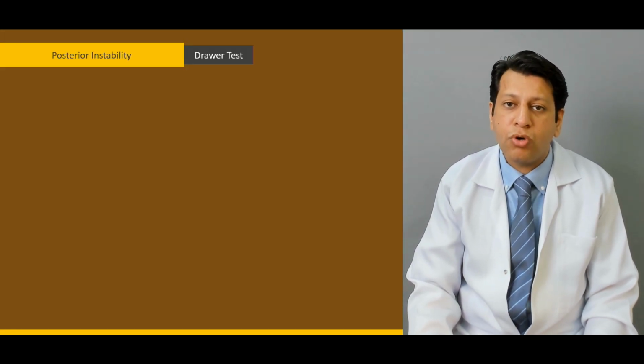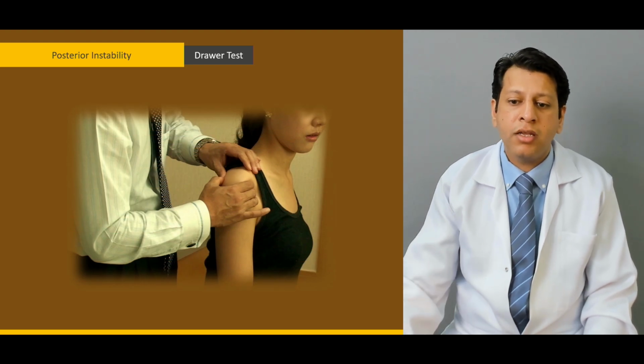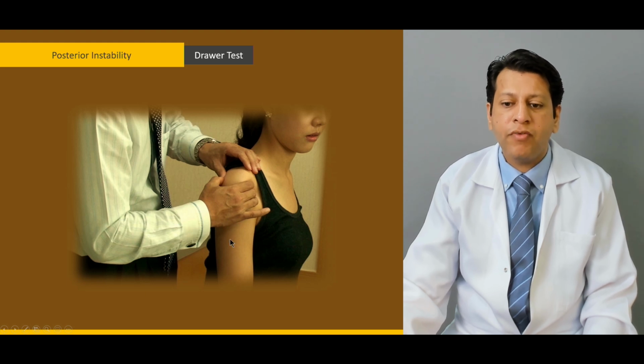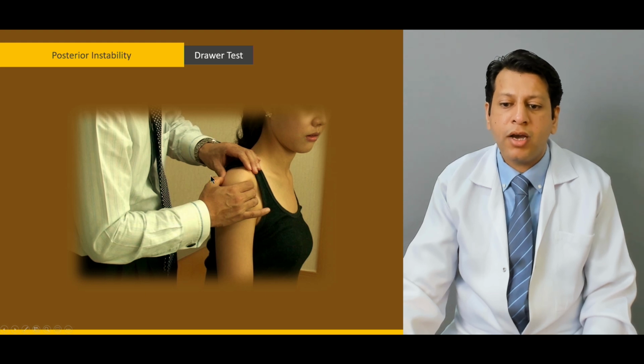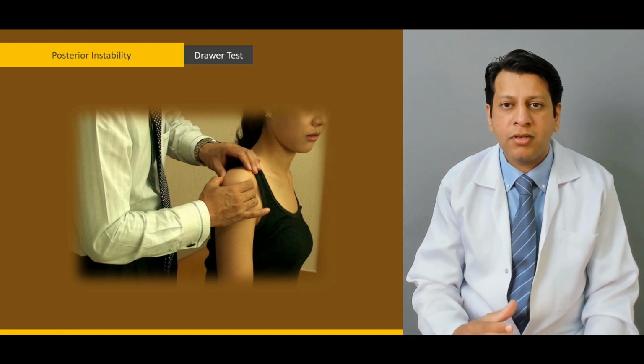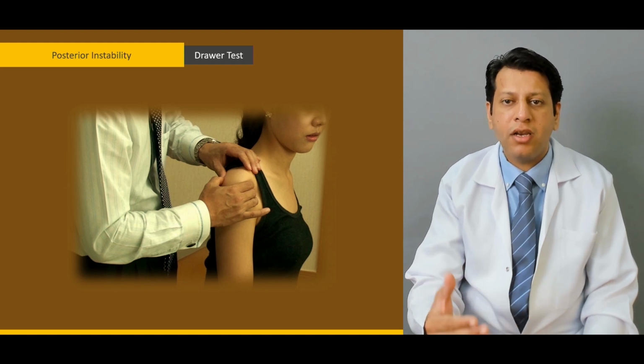The other test is the drawer test, which could be done for the anterior as well as the posterior stability. One way is the arm is lying by the side at 0 degrees of abduction, and by the use of thumb and index finger, you can push this head either anteriorly or posteriorly. If it is posteriorly unstable, it will easily come out, or it will go out anteriorly if it is anteriorly unstable.